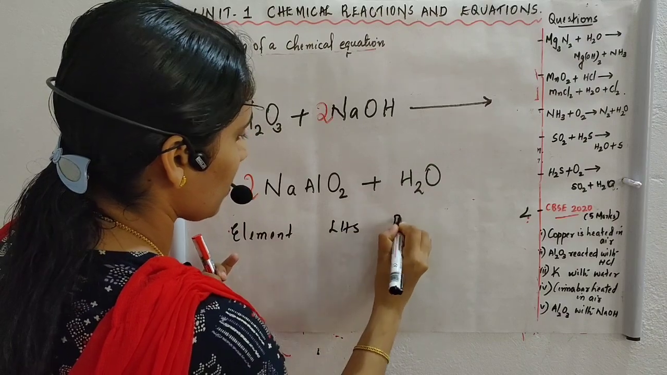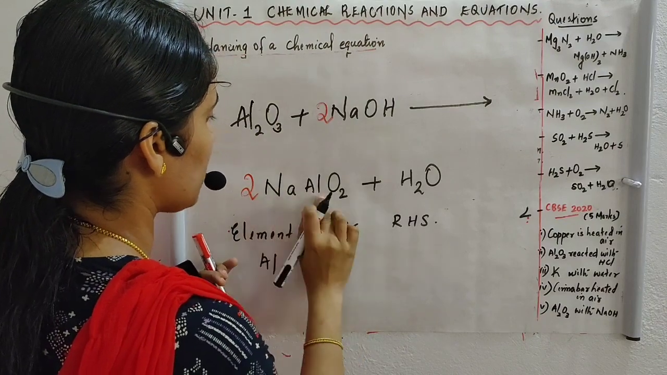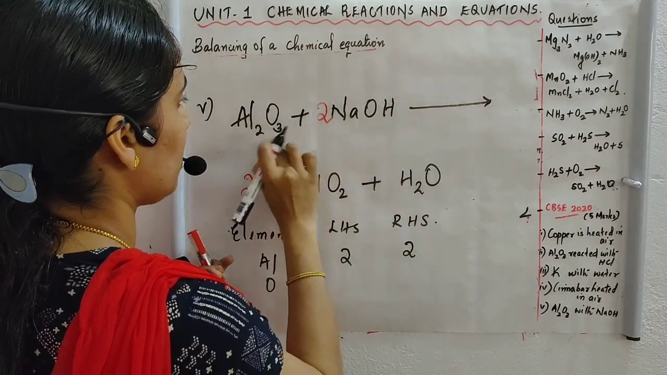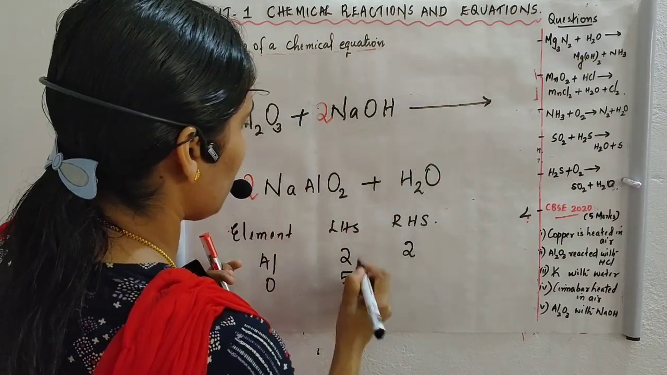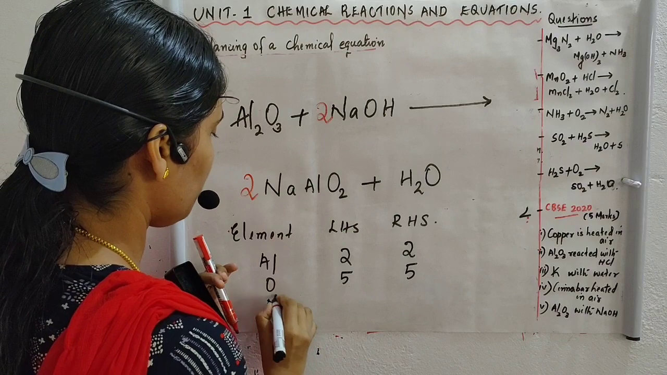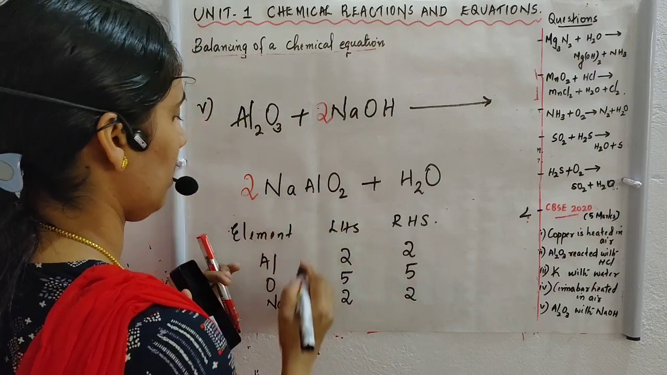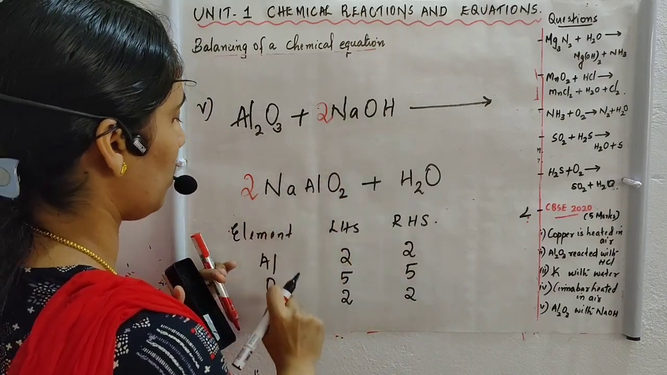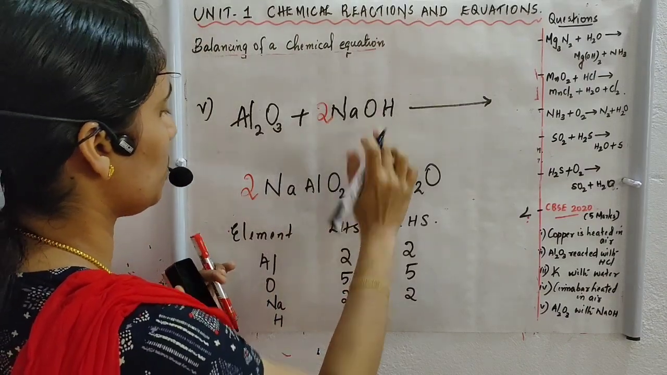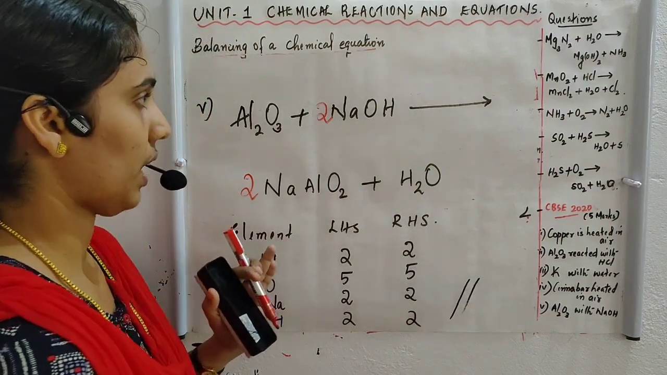Element, LHS, RHS. Aluminium here it is 2 and this side also 2. Oxygen 3 plus 2, 5: 3 here and 2 here, that is 5. This side it is 2 into 2, 4, 4 plus 1, 5. Then sodium it is 2, here also 2. Then one more element, hydrogen. Hydrogen you can see it is 2 this side, and here also 2. So the equation is balanced.